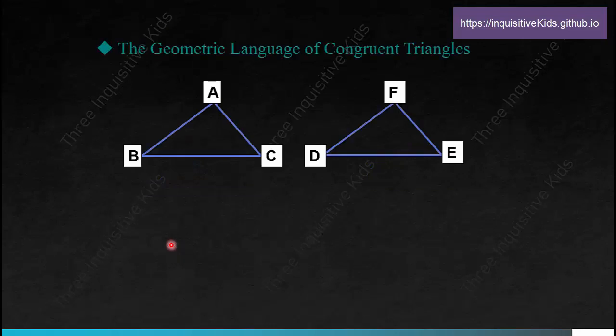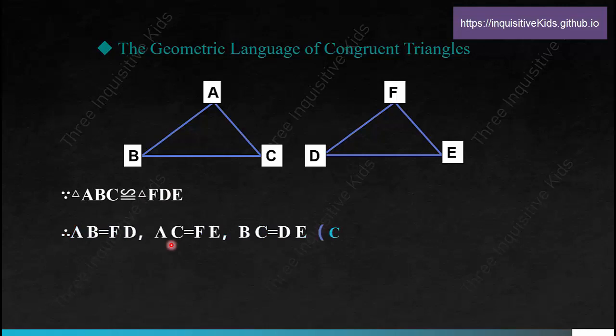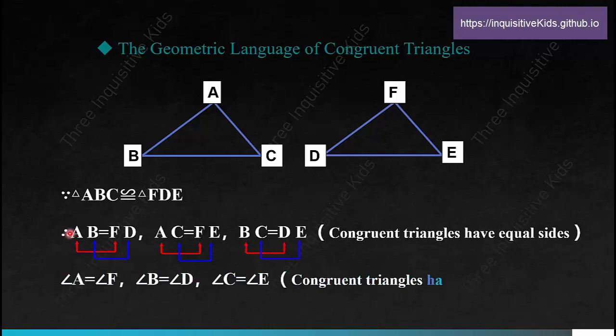And here's the geometric language of congruent triangles. Triangle ABC is congruent to triangle FDE. AB is equal to FD. AC is equal to FE. BC is equal to DE. Congruent triangles have equal sides. And remember, these are usually in this order. Angle A is equal to angle F, angle B is equal to angle D, angle C is equal to angle E, because congruent triangles have equal angles.